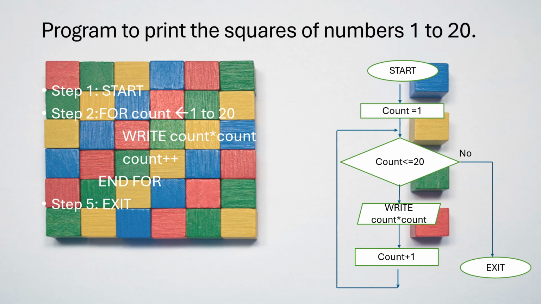In this way, it will go on writing down the squares, go on incrementing the variable until the value 21 is reached, this time after incrementing. On 21, it will check again. This time the decision is false, and it will exit the program.